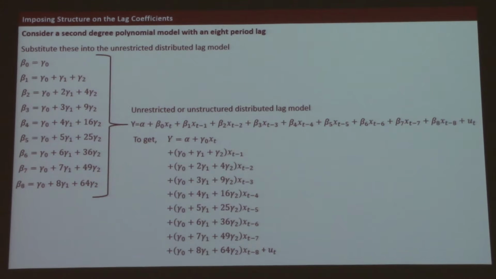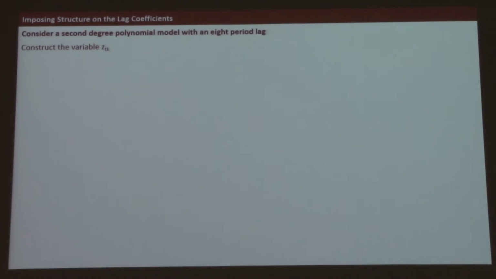All right, that's relatively easy. Messy but easy. All right, then we're going to construct those z variables. And remember, we want essentially this three-piece model: constant, x, and x squared. Construct the z.